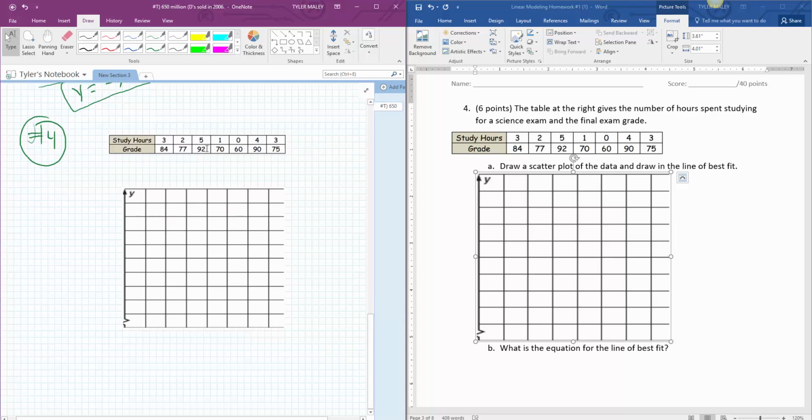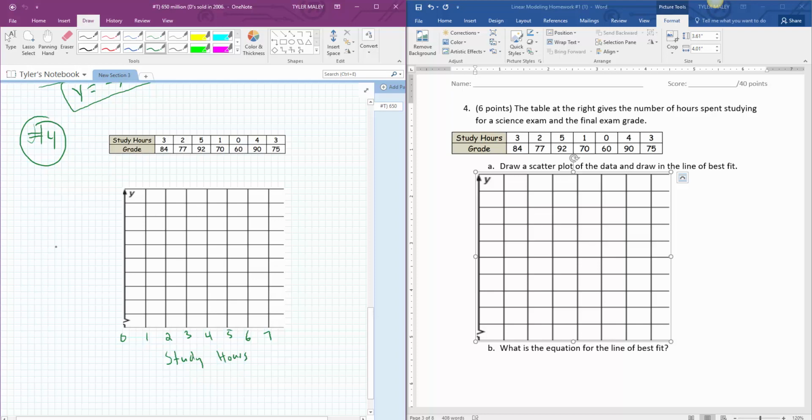All right, so my study hours are all integers, going from 0 up to 5. So along the x-axis, I would just label these 0, 1, 2, 3, 4, 5, 6, 7. So these are my study hours.